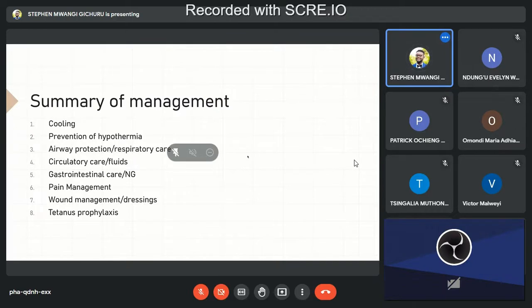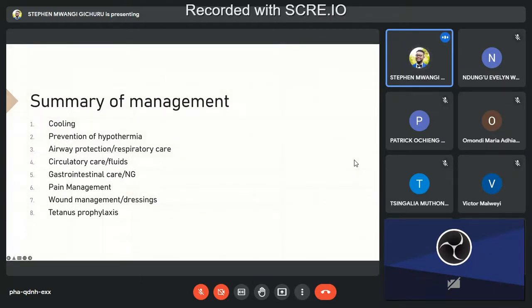Okay. So for airway protection, fluids, GIT, we'll talk about them in the subsequent slides. So does anyone have a question pertaining to cooling, prevention of hypothermia, and pain management before I continue? Tetanus you give. You assume someone has not gotten tetanus. Does anyone have a question in relation to that?